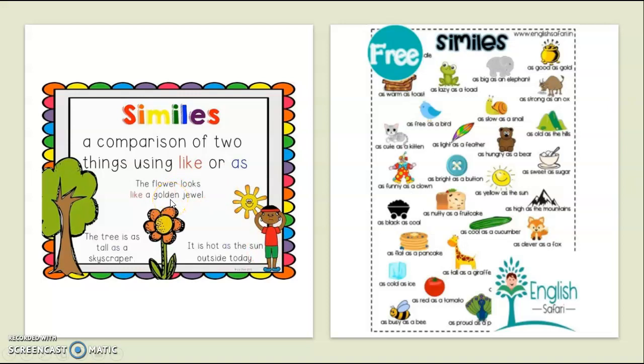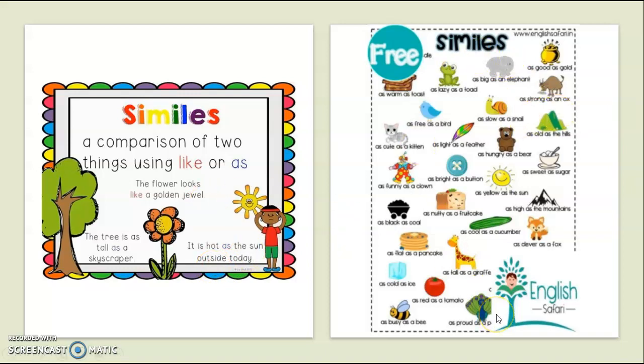Our first one is, the flower looks like a golden jewel. They're using the word like right here. In the left corner, it says, the tree is as tall as a skyscraper. Here they're using the word as. And on the other side, it is hot as the sun outside today. And they're using the word as as well.